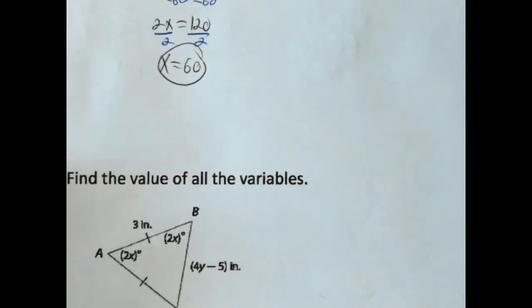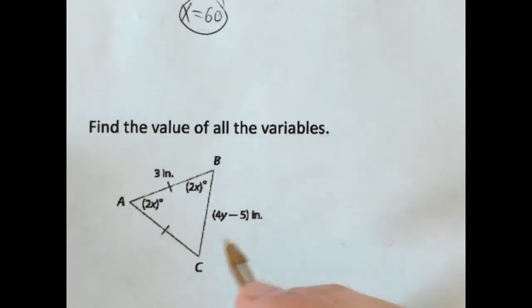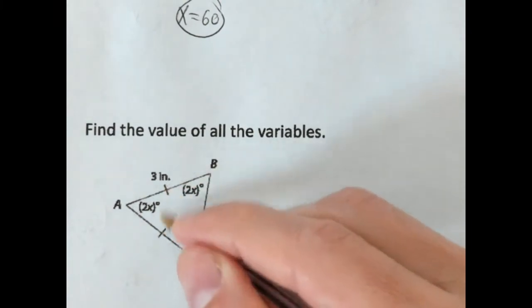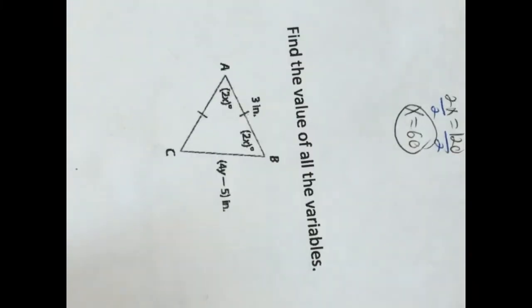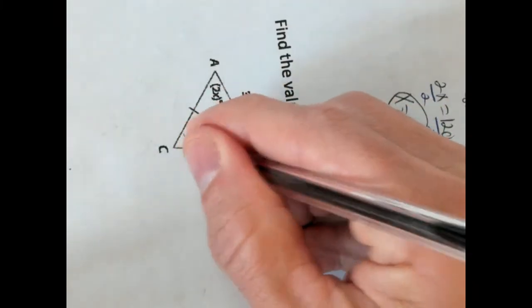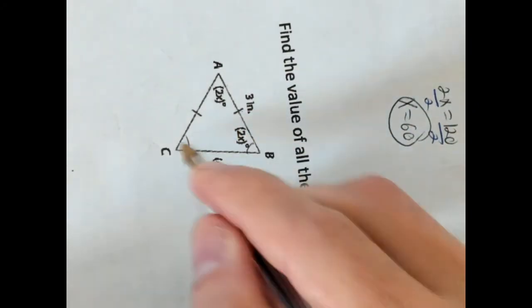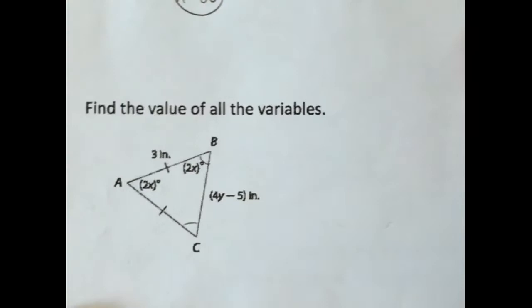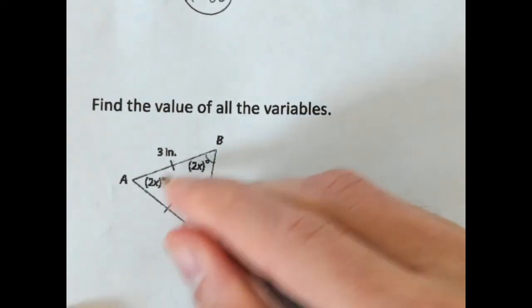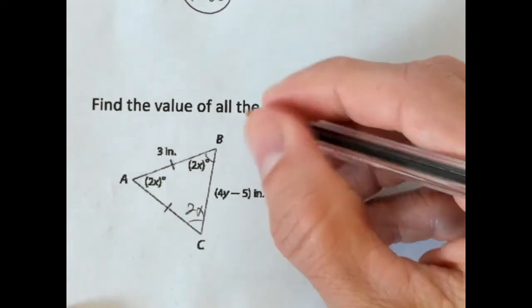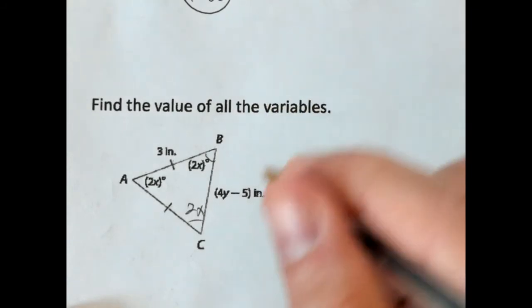This is an interesting one here. So find the value of all the variables. Okay, so these two angles, let's rotate it. Here. You can tell these two are the same, so therefore these would be the same, right, because they would be the base angles. If this is 2x, that means this is 2x. Uh-oh, guess what? They're all the same, which means this is an equilateral triangle, also an equiangular triangle.